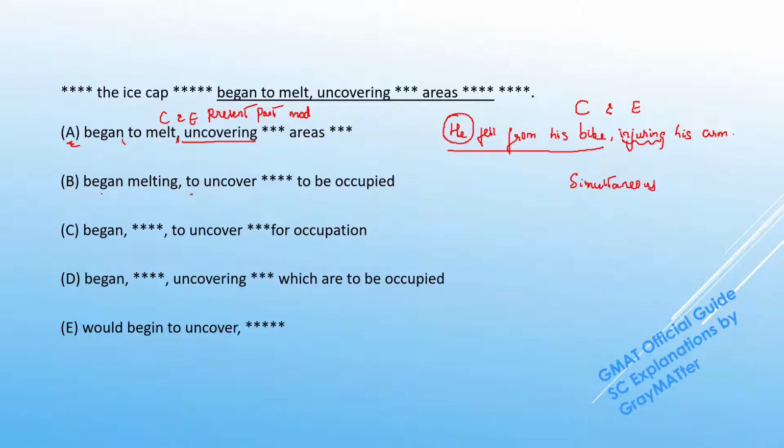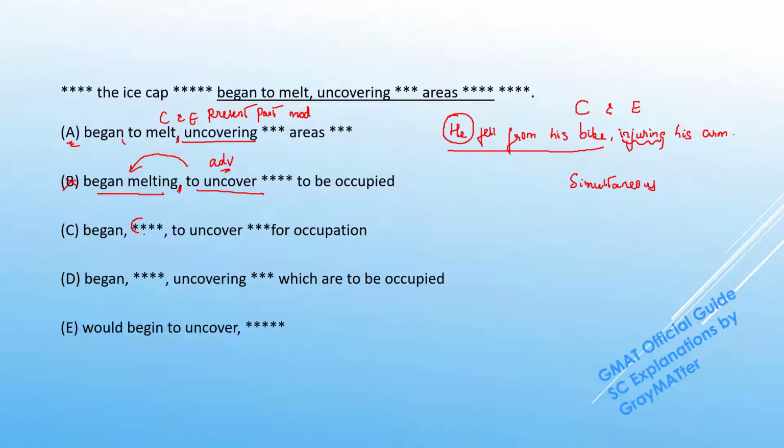Now in B, we have the ice cap began melting, to uncover certain areas. Now, if I say this after the comma, this to uncover becomes an adverbial modifier for this action of began. Now, what meaning would that indicate? The meaning that would be indicated is that the reason why the ice cap began melting is to uncover these areas. And that does not make sense. It's not like the ice cap has a purpose or an intent. So B goes off. The meaning does not make any logical sense.